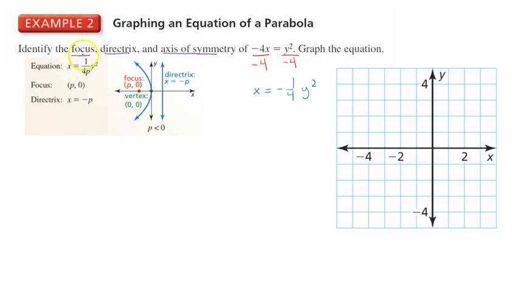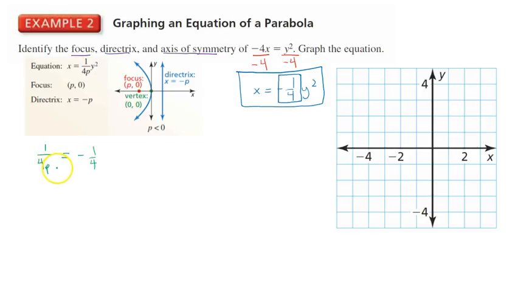Anywho, let's see if we can identify the focus, directrix, and axis of symmetry of this equation right here. Okie dokie. The equation is in the format x equals 1 over 4p times y squared. So this guy right here is our 1 over 4p. So all I got to do is say 1 over 4p has to equal this guy, negative 1 over 4.